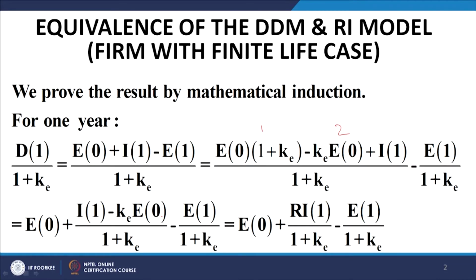RI is the residual income. So, this expression becomes E 0 into 1 plus k e divided by 1 plus k e, which is E 0, plus RI divided by 1 plus k e minus E 1 divided by 1 plus k e. So, this is what we get for the 1 year period: d 1 upon 1 plus k e is equal to E 0 plus RI 1 upon 1 plus k e minus E 1 upon 1 plus k e.